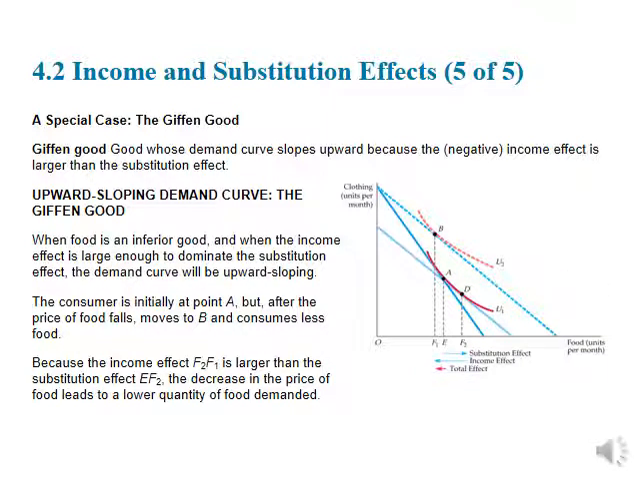What would it look like if that weren't the case? If the income effect were greater than the substitution effect? In other words, if we had an upward sloping demand curve, where a decrease in the price of a good led to a lower quantity demanded, that's a special type of good known as a Giffen good.